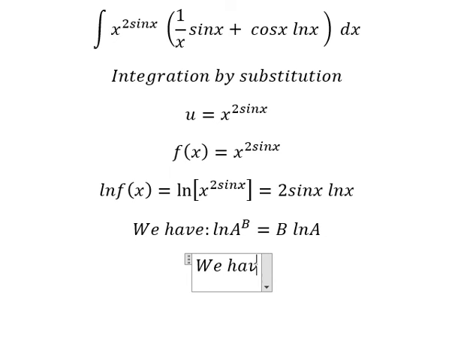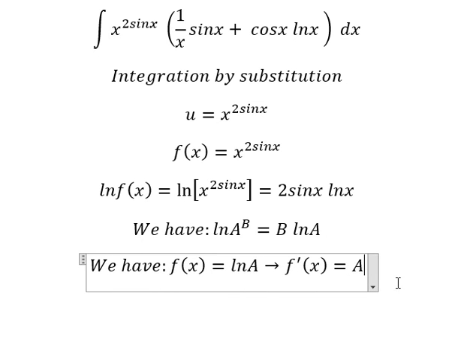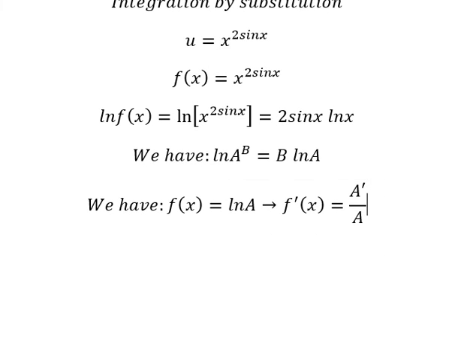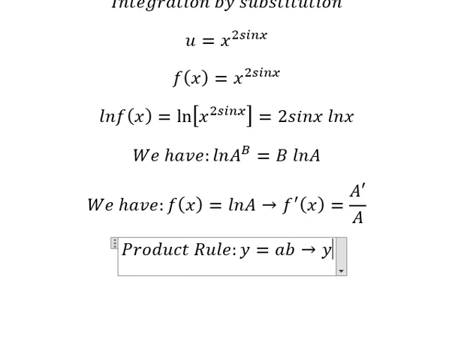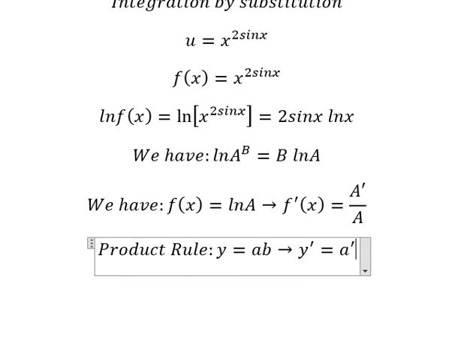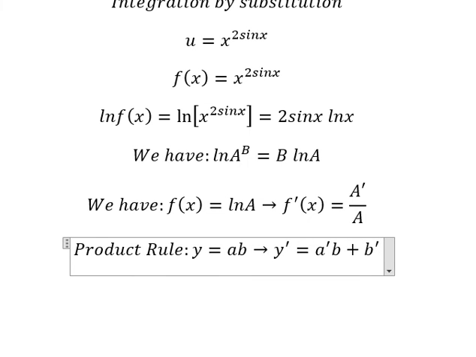So we have the formula in here. If we do first the derivative of this one, we have first the derivative of a over a, and the second one we can apply the product rule of the derivative. So we have y equals ab. If we do first the derivative of y, we have the derivative of a multiplied by b plus the derivative of b multiplied by a.